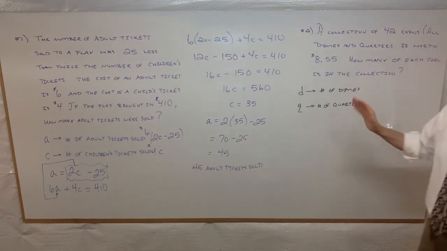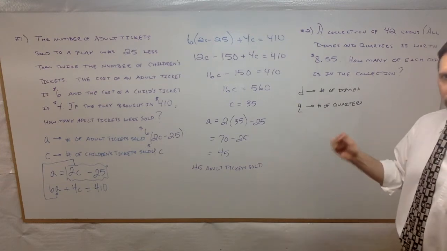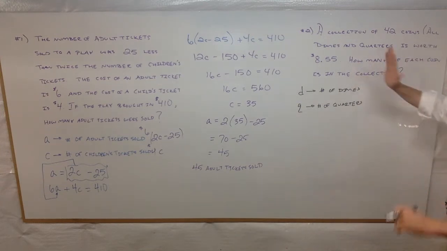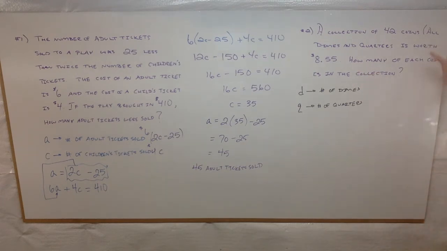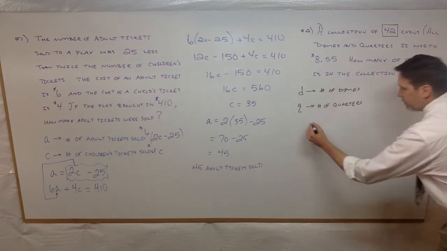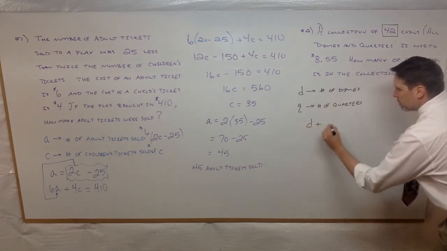And as I said before, if you go with two variables, you're going to have two equations. Right? That's the only way you can solve a word problem that has two unknowns to it, is to write two equations. So we have 42 coins altogether. Well, that would mean the number of dimes plus the number of quarters should be 42. So there's my first equation.